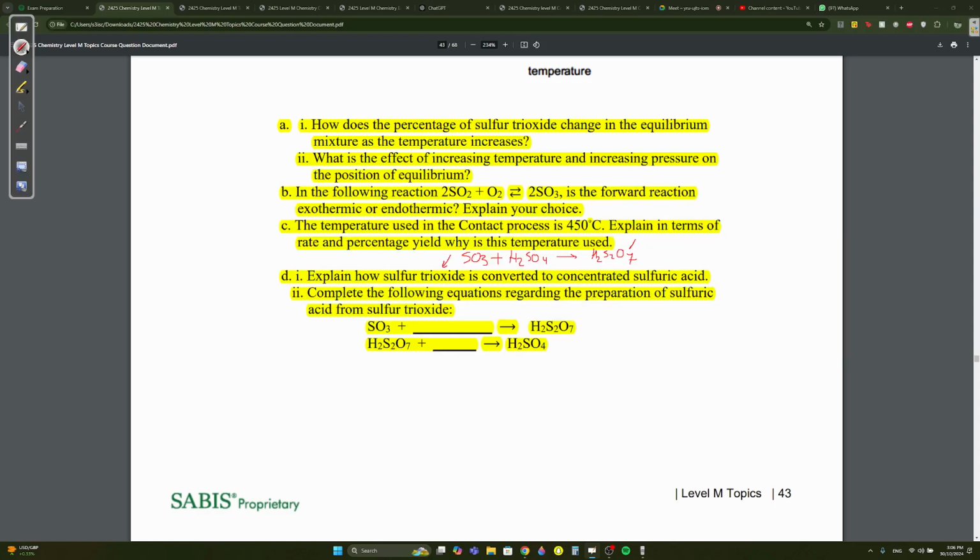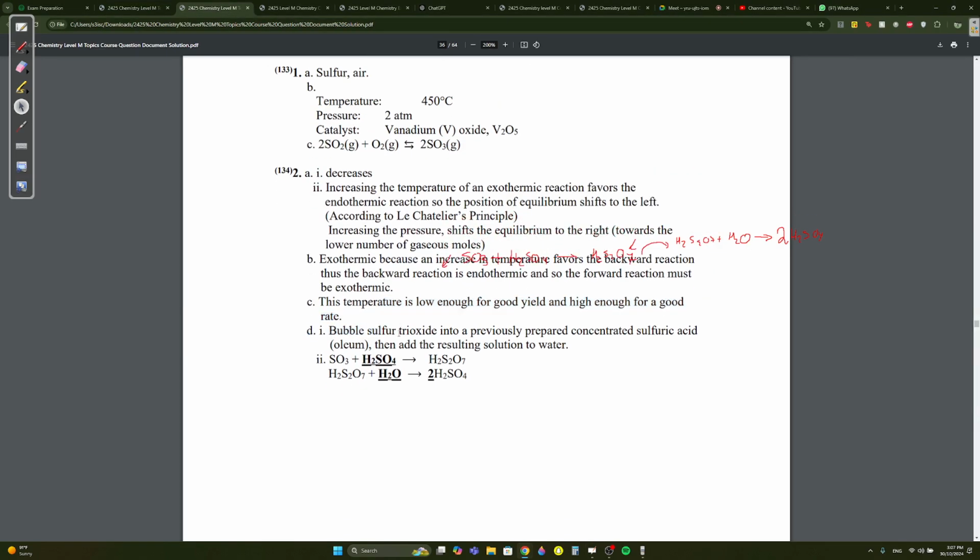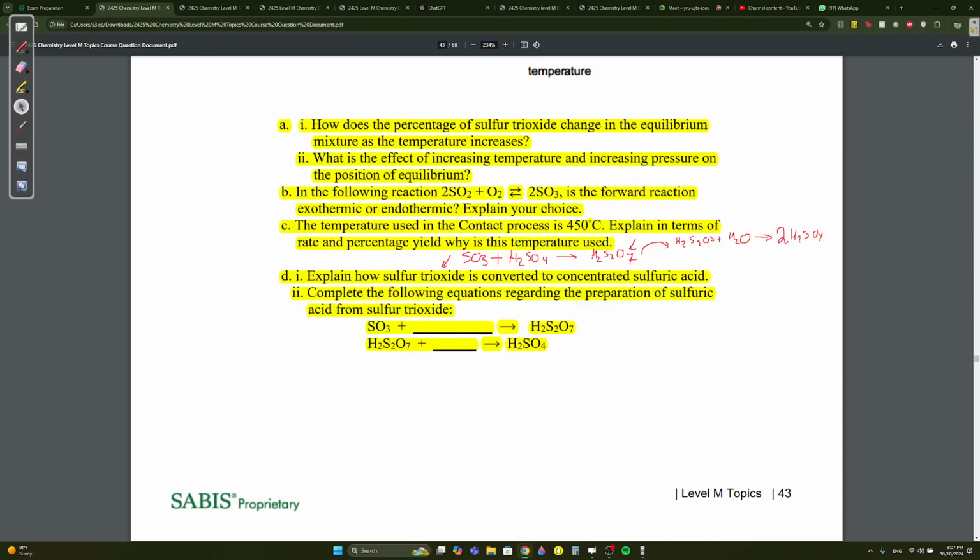to get oleum. Then you take this H2S2O7 and add H2O to get 2H2SO4. So I want you to say it's reacted with more concentrated sulfuric acid to produce oleum, and that oleum is reacted with water to produce 2H2SO4. So let's see here. Bubble sulfur trioxide into previously concentrated sulfuric acid, then add the resulting solution to water.